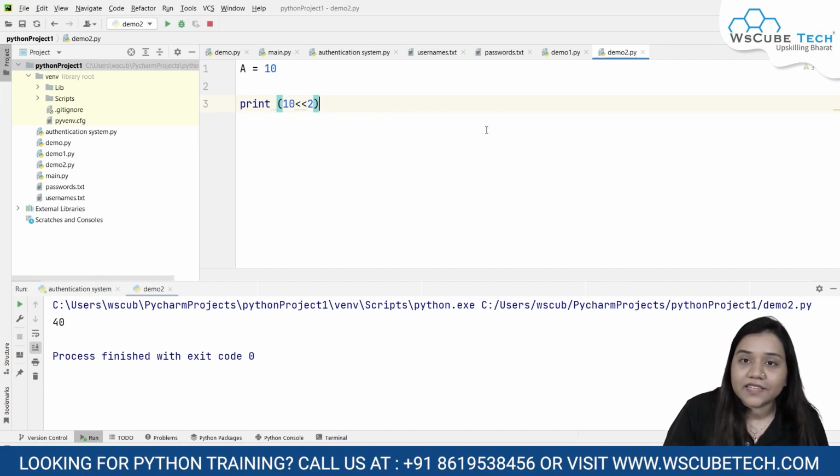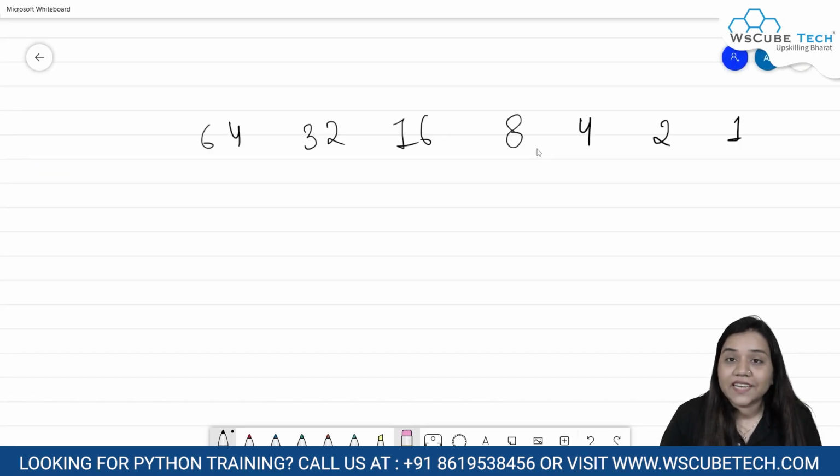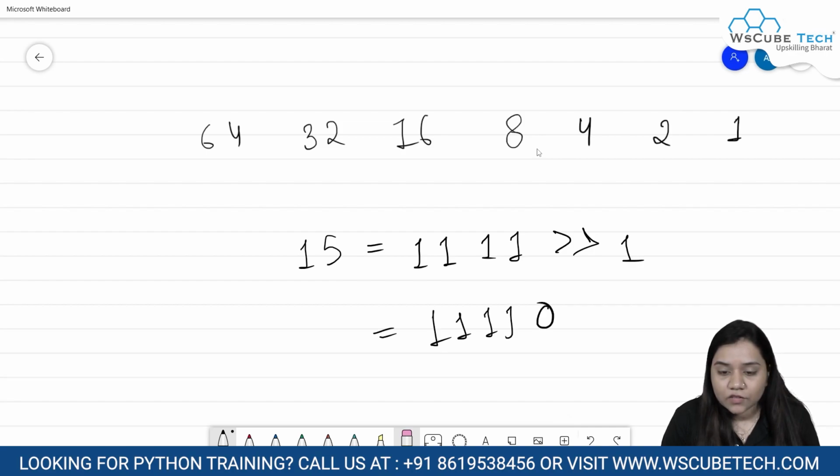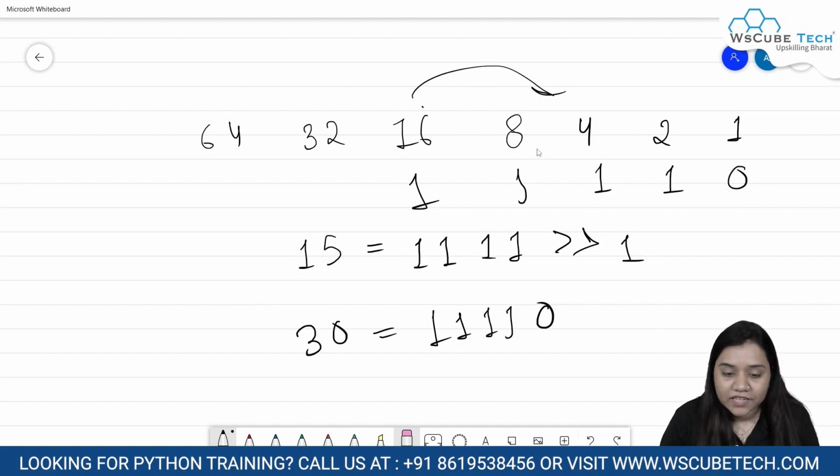Let's consider another example over here. So I'm considering an example of 15 over here. We know that 15 is equals to 1 1 1 1. If I'll shift it by 1 over here, let's see what do we get. We get 1 1 1 1 0. When I get 0 1 1 1 1 over here, 16 plus 4 is 20, 20 plus 8 is 28, plus 2 is 30. So it should give me 30. By shifting it with 1 0, it should give me 30.